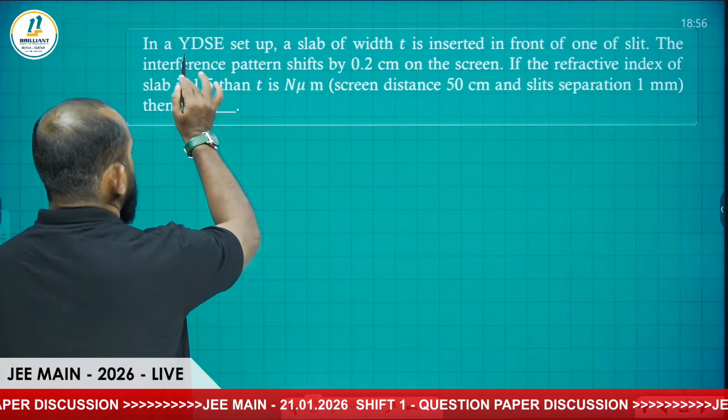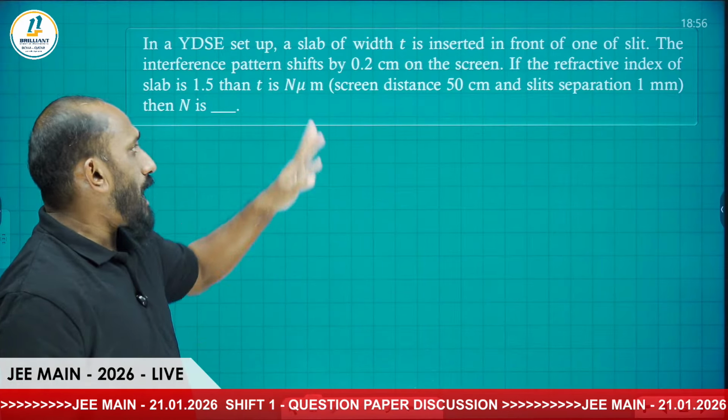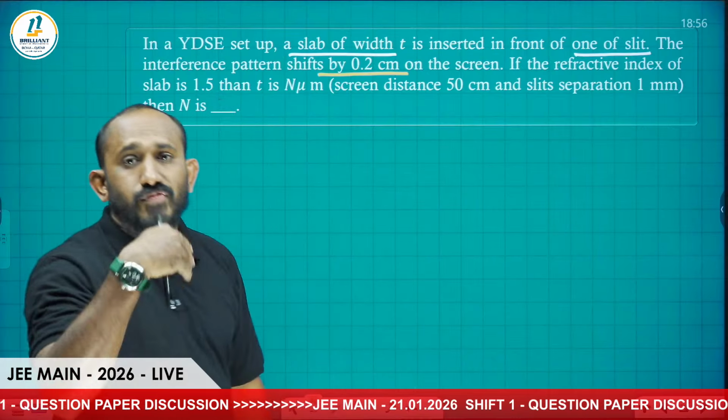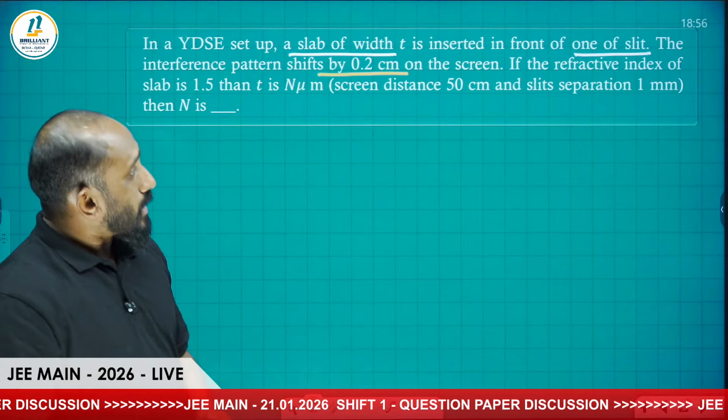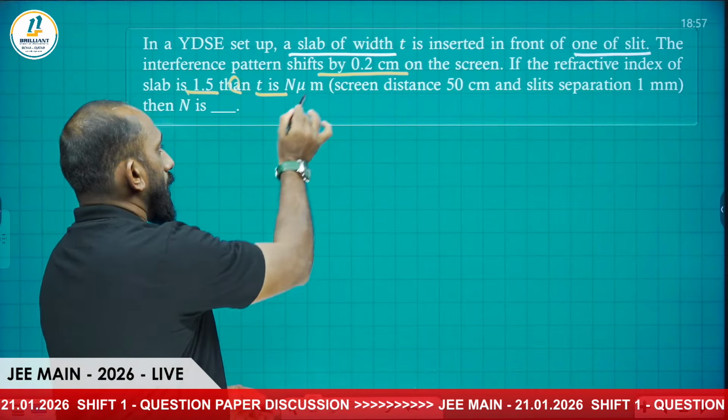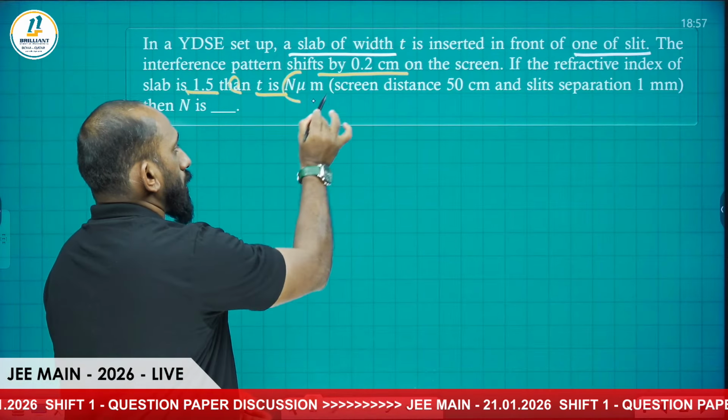In Young's double slit experiment, a concept from optics, a slab of width T is inserted in front of one of the slits. The interference pattern shifts by 0.2 centimeter on the screen. If the refractive index of the slab is 1.5, then T is n micrometer. We have to find T, the thickness of the slab. Screen distance is 50 centimeter and slit separation is 1 millimeter.